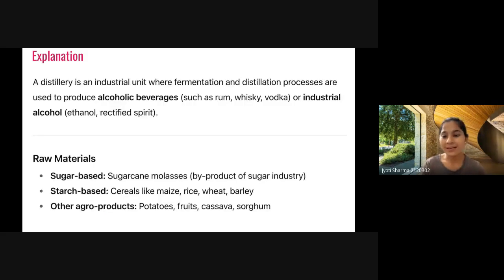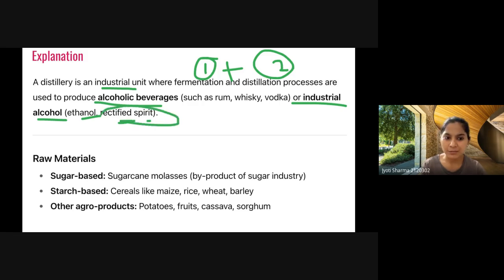Now, what is a distillery? A distillery is an industrial unit where two very important processes happen. The one is fermentation, and second, the distillation process. Fermentation and distillation will produce alcoholic beverages or some industrial alcohol that we need, for example ethanol or rectified spirit. We will talk about this rectified spirit. Don't worry about this.